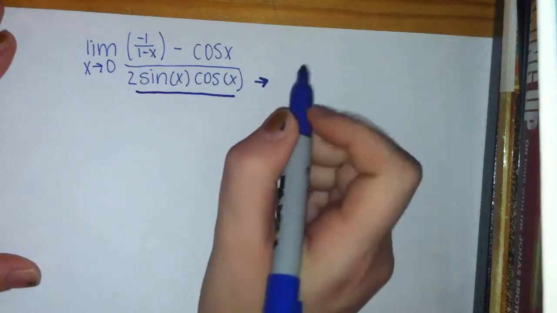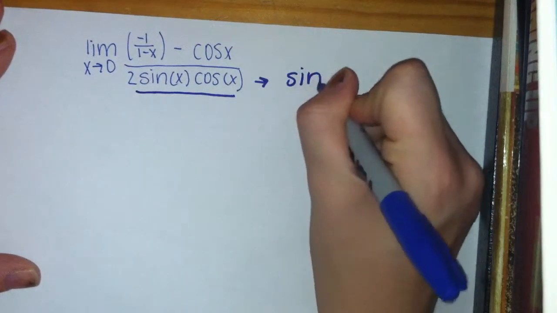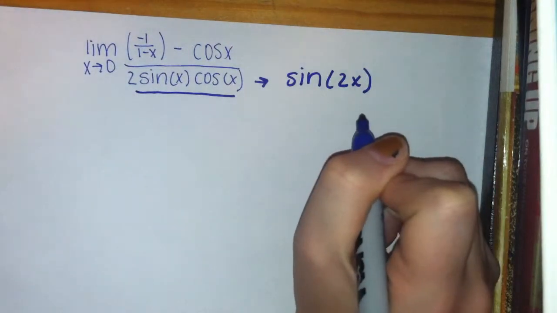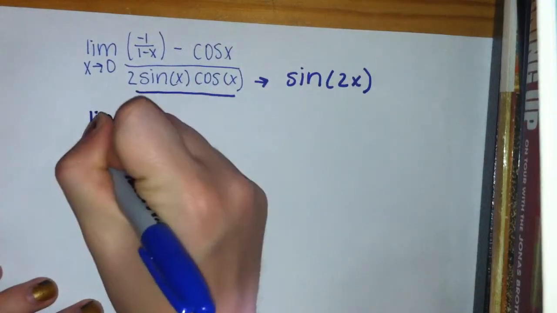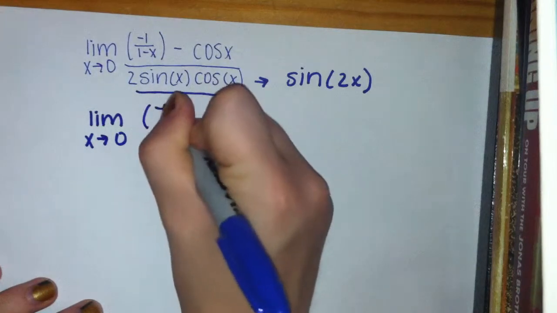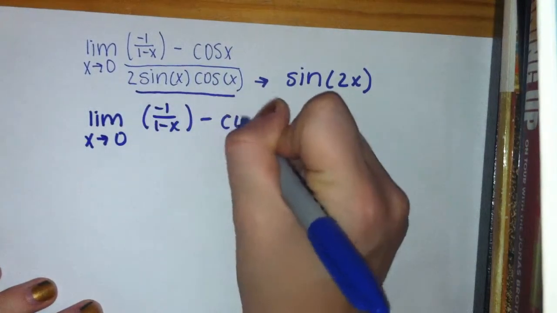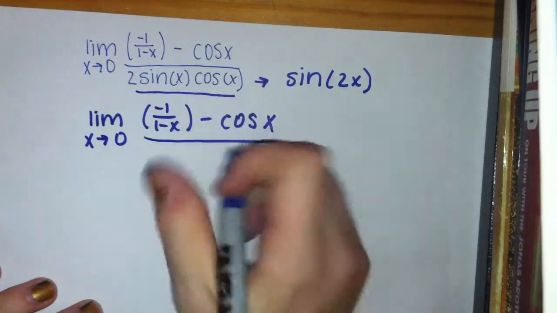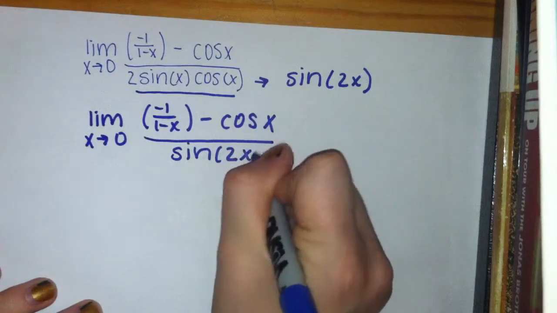Now that we've rewritten the limit, we can actually simplify it one more step. The bottom half actually is a trig identity, which can be simplified to equal sine of 2x. So we'll rewrite the limit as -1 over 1 minus x minus cosine of x all over sine of 2x.